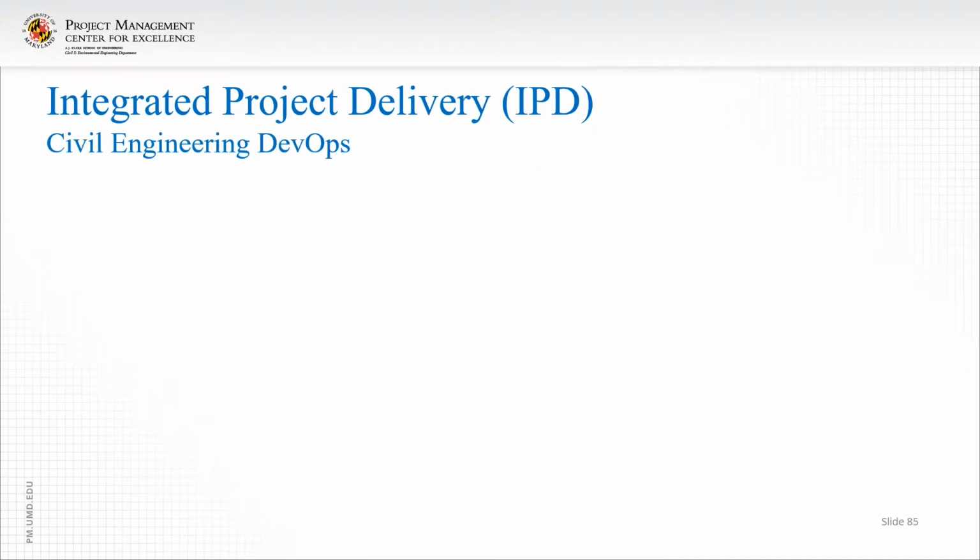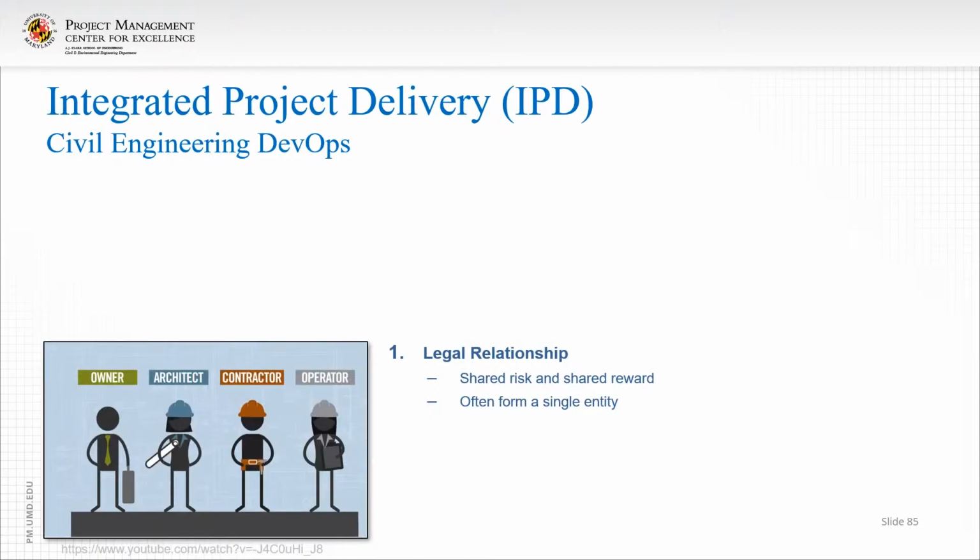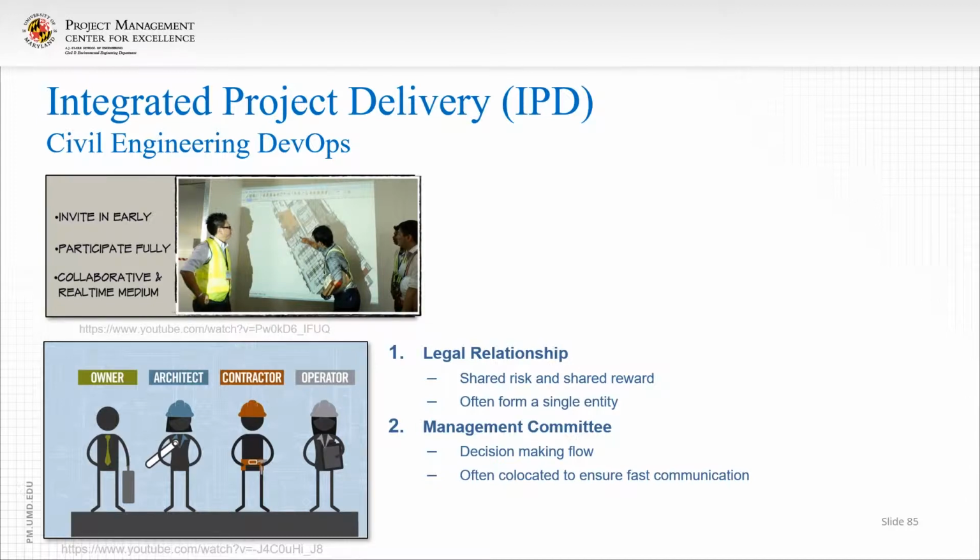A great example of this in a non-software engineering context is with civil engineering and the integrated project delivery concept. IPD is all about building a legal relationship in which different groups share risk and reward. This oftentimes includes the owner, architect, contractor, and operator. They will come together and form a single entity, and then they will have a management committee, which is all making decisions in a co-located environment where people can point to the actual work that they're getting done. This is the use of the information models we were talking about earlier.